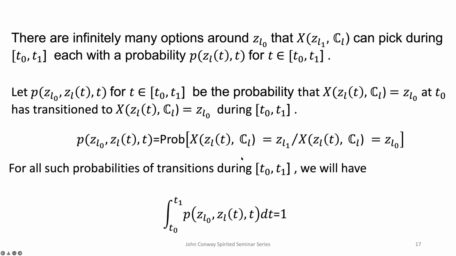If you integrate all such possibilities, the next complex number could be anywhere within the disk. So summing up all the probabilities, the integral over the open disk of P(ZL0, ZLT) dt equals 1. All the possibilities of picking ZL1 could be anywhere within the disk, so within the time interval the integral of all the probabilities will be 1.